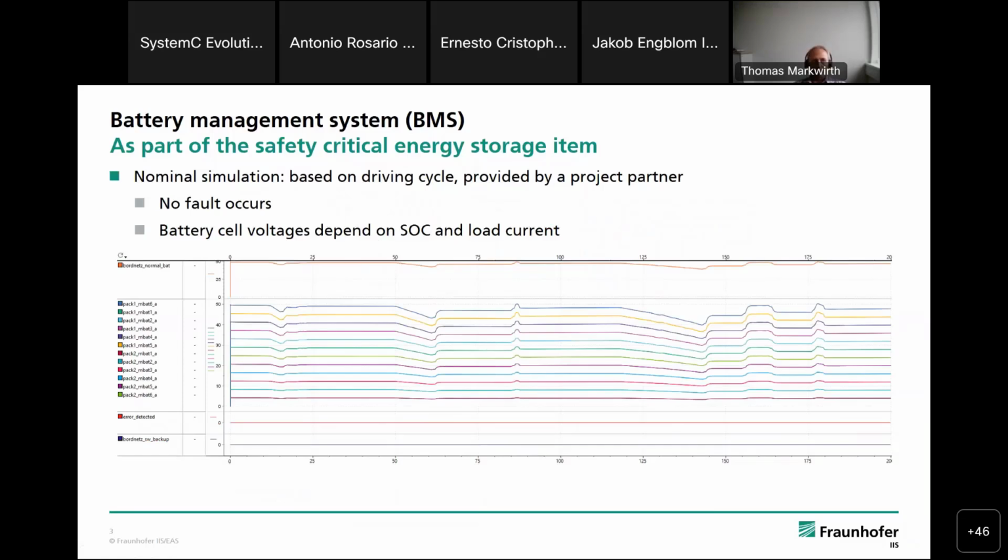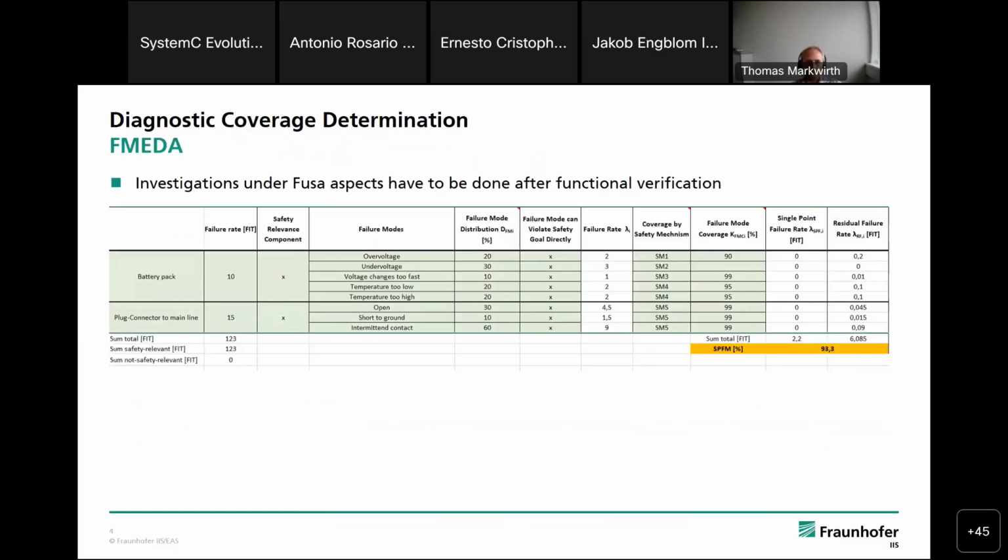A simulation result can look like this for a nominal simulation, so a fault simulation based on this driving cycle. Here you can see, for example, the battery voltage levels for each of the cells in such a battery package. These voltages depend only on the state of charge of the related cell and also on the load current. And you can see, because it's a nominal simulation, no error was detected. So it's a faultless simulation.